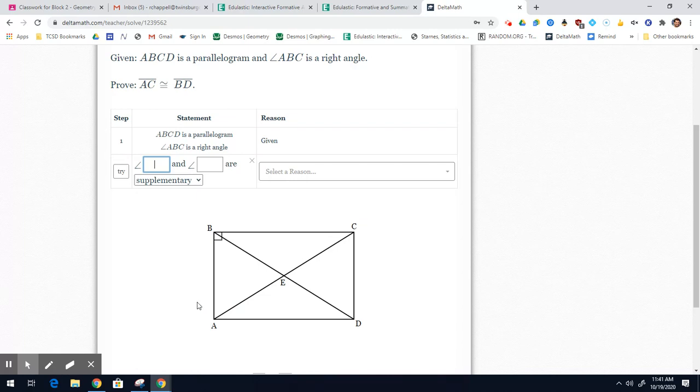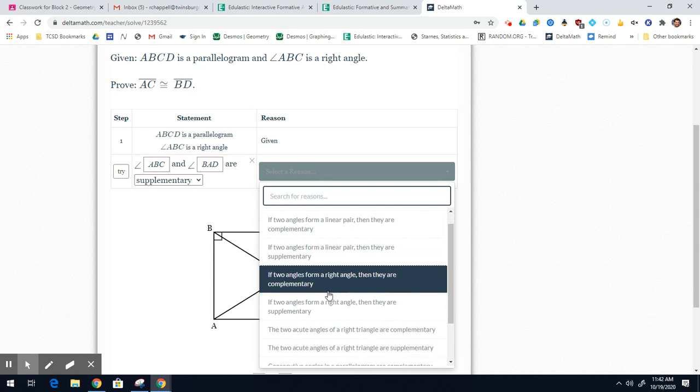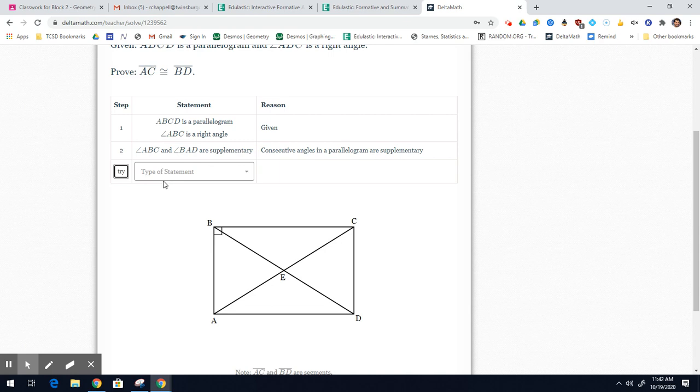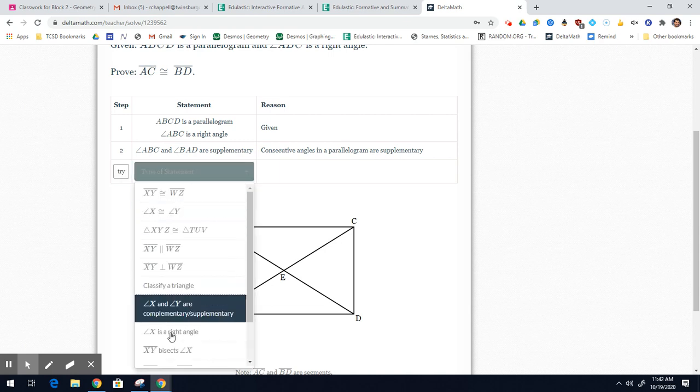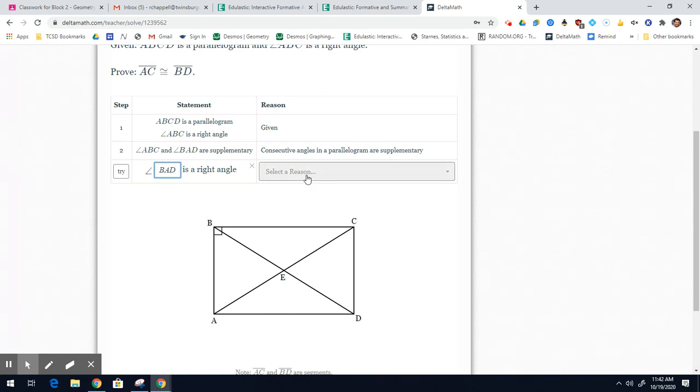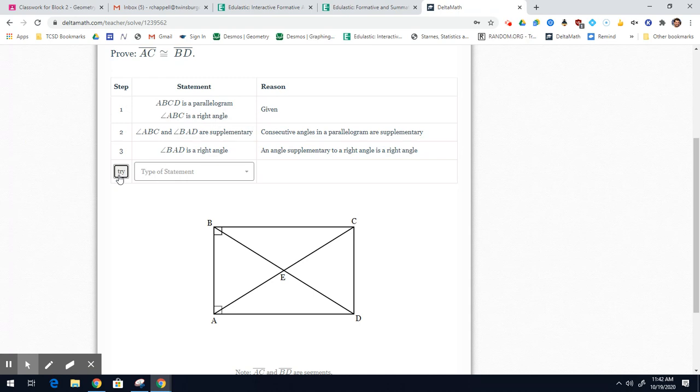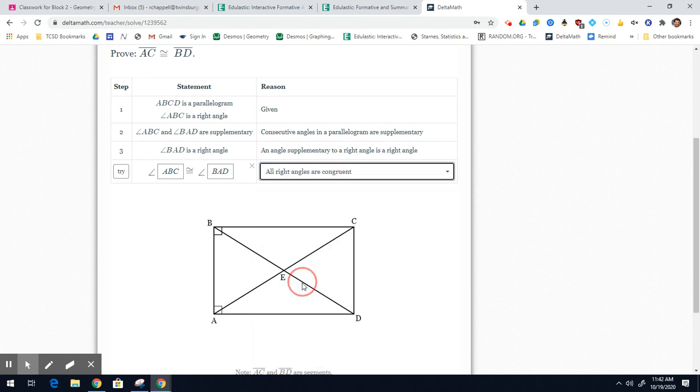So I need to write that the two angles, angle ABC that they give me, and the other angle BAD that I want to prove a right angle are supplementary. And this is because in a parallelogram, consecutive angles are supplementary. Nice. So now that they are supplementary, I can say that angle BAD is a right angle because I have shown it to be supplementary to a right angle. Okay. So now I'm going to say that the two angles ABC and BAD are congruent. Again, this is because all right angles are congruent. We've done this before.